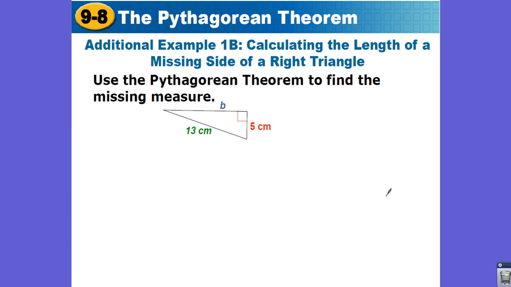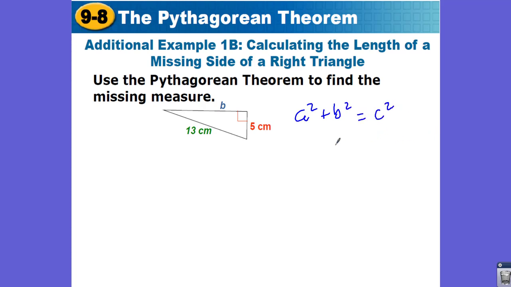In this video, I would like to demonstrate using the Pythagorean theorem to find a missing leg. So again, we start off the same exact way we've done before. We start by writing the formula: a squared plus b squared equals c squared.